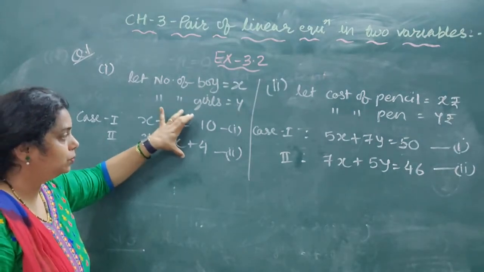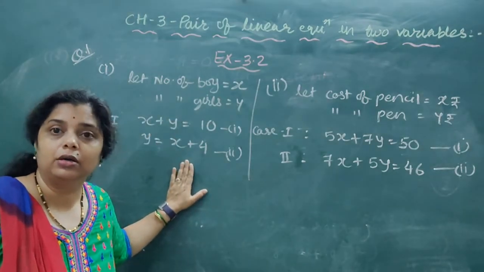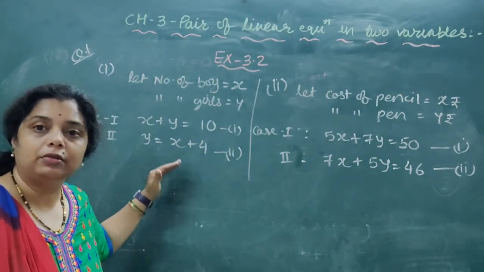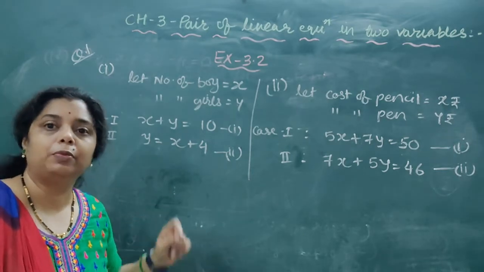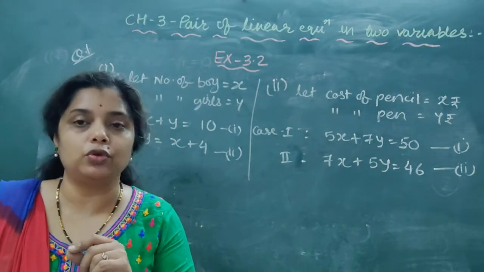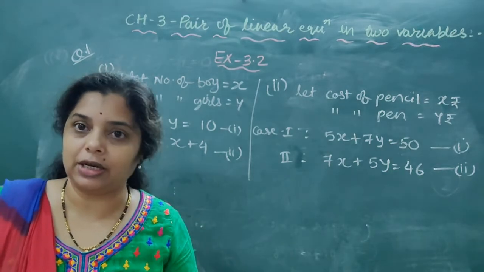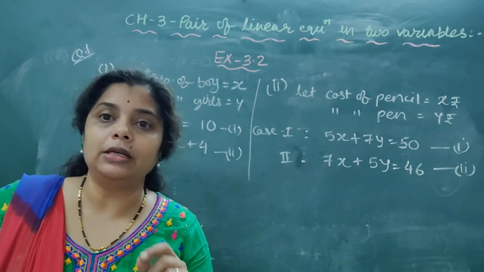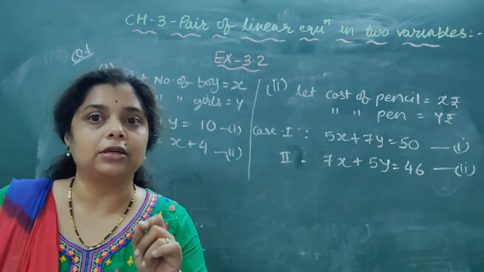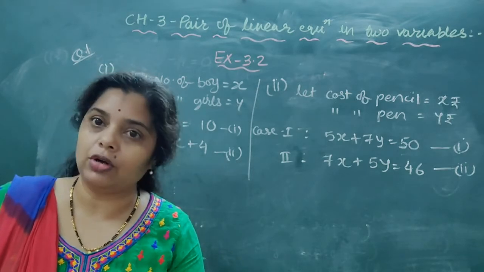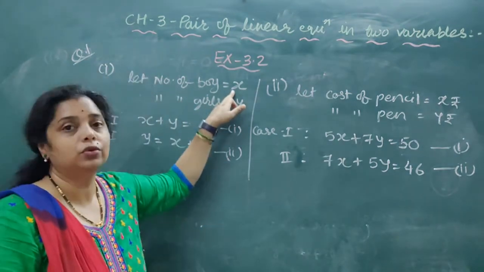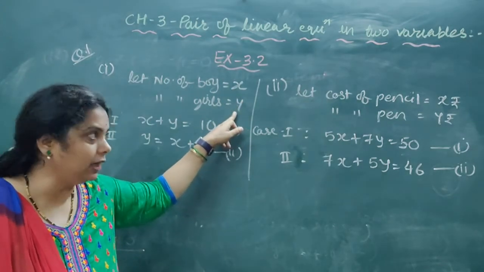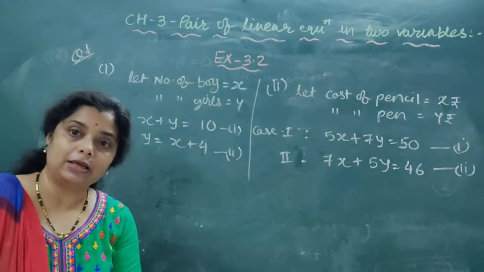So after obtaining these two, you have to make a table of values of x and y. Then plot those points on a graph. So you will get either a unique solution or infinitely many solutions. And if the lines intersect, the intersecting point gives an x coordinate and a y coordinate. So x will give you the number of boys and y will give you the number of girls, right? Now let's move to the second question.